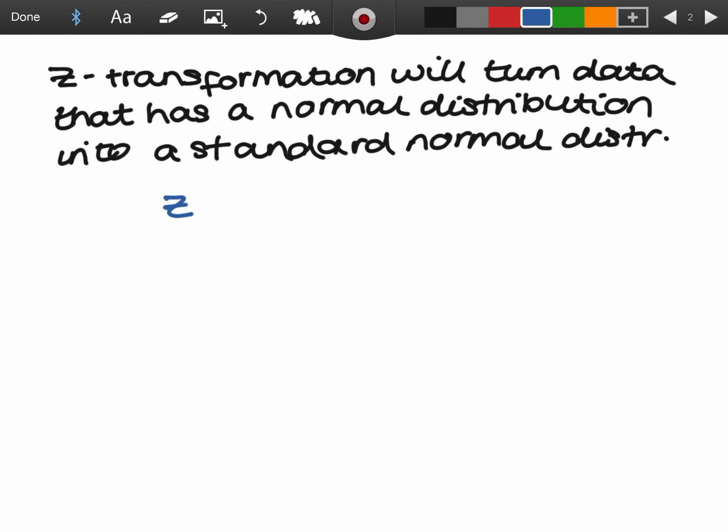Question is, what is the Z transformation? Well, there is a formula for it, and it's actually not too difficult to remember and understand once you see what is going on here. What a Z transformation does is it takes each of the data points X in your normal distribution. So remember, X is in the normal distribution where you have these data points that have a random mean of mu and a standard deviation of sigma. So X is each one of your data points. And what it does to each of those data points is it subtracts the mean from it. So you are taking all of your data points and you are subtracting the mean.